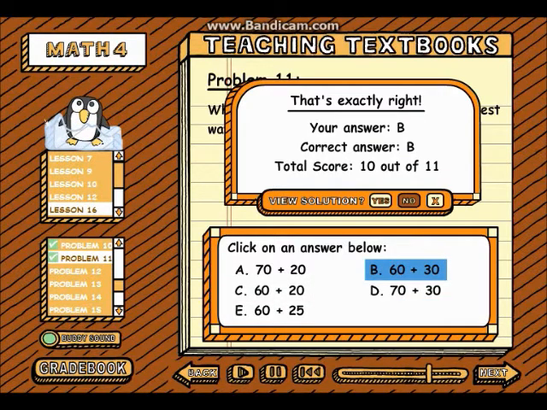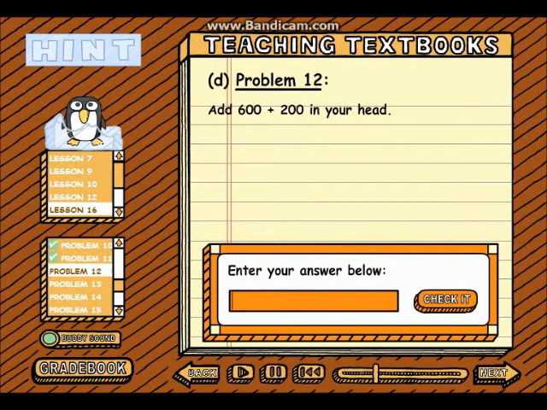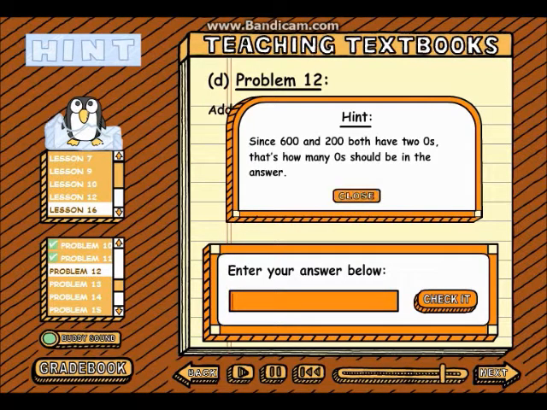Time out for a hint. On this next problem, you need to add 600 plus 200 in your head. Here's a hint. Since 600 and 200 both have 2 zeros, that's how many zeros should be in the answer.